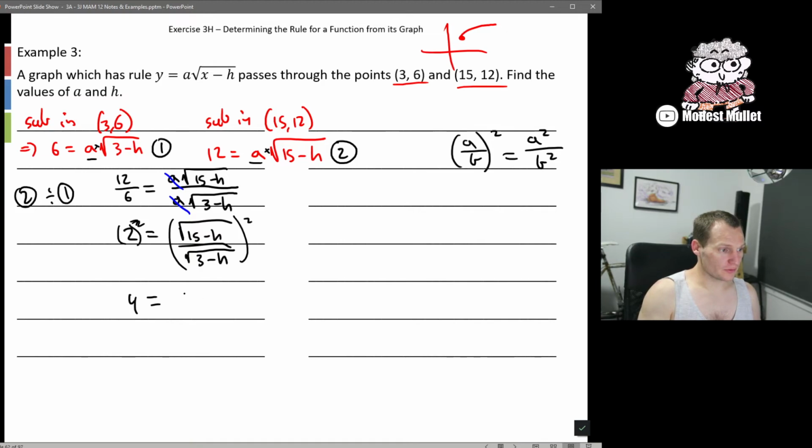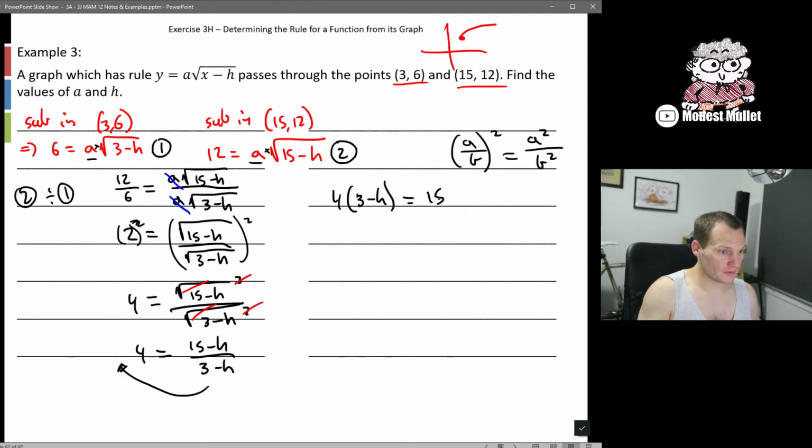So I get 4 is equal to the square root of 15 minus h, squared, over the square root of 3 minus h, squared. That's going to cancel out the square root signs. So I'm left with 4 is equal to 15 minus h on 3 minus h. I'm going to take the denominator over to this side, just multiplying both sides by the denominator. So I get 4 bracket 3 minus h is equal to 15 minus h. And just solve from there.